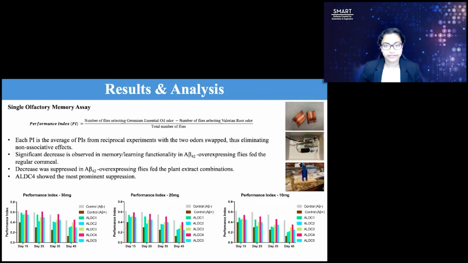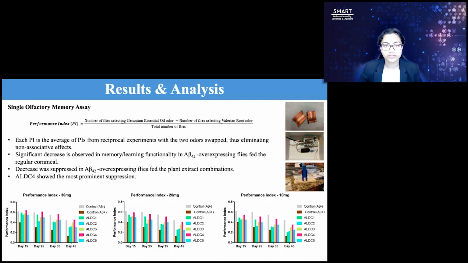To evaluate the effects of extract combinations on memory impairment, I built a single olfactory memory assay. One of the key components of the T-maze is a shock chamber, and this is a small cylindrical structure that has alternating copper strips to give the shock. The chamber is connected to a small circuit that uses a capacitor to deliver a shock to the flies.